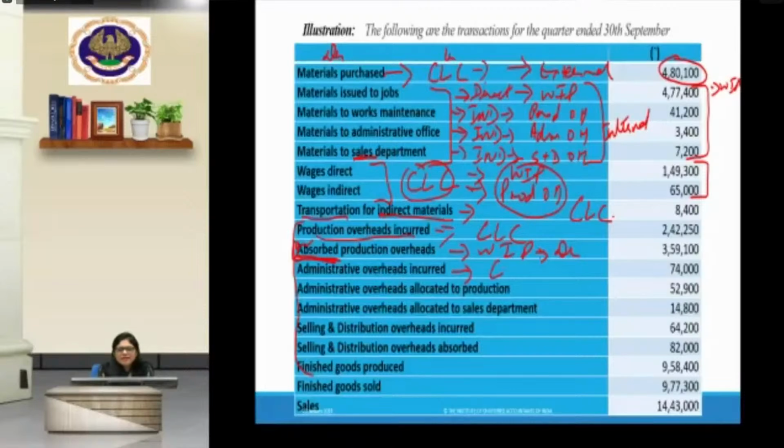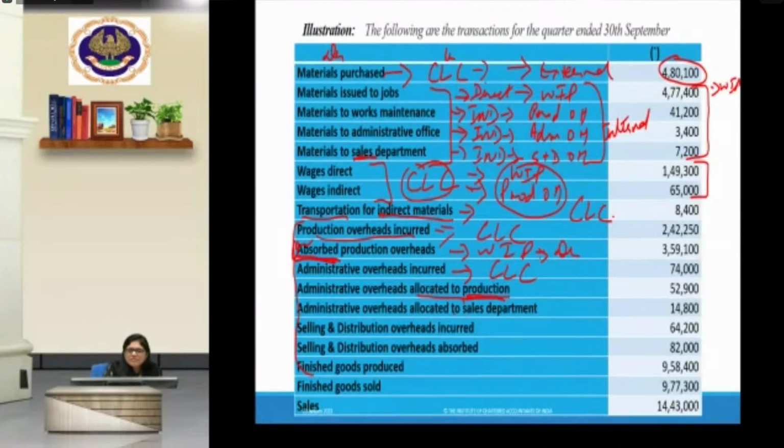Admin overheads incurred again through CLC first. So admin overhead account debit to cost ledger control account. Now admin overheads allocated to production. Where should I allocate admin overheads? We can allocate to finished goods control account. Or, if they are mentioning production, we can even allocate to WIP because they are saying to production. But mostly we just transfer it to finished goods control account.